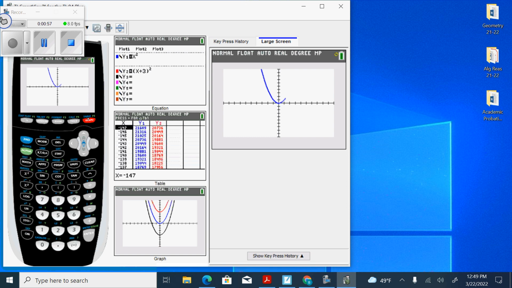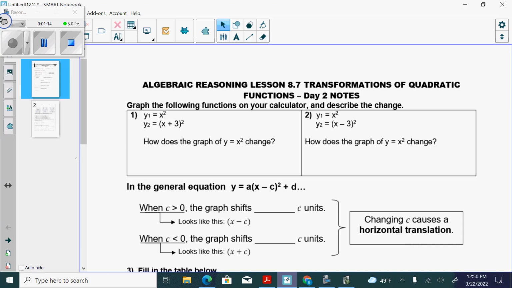The one there in blue is x squared, and the one in red is my x plus 3 squared. Well, what's the difference between these two graphs here? Right, move to the left. Very good. So that's what I'm going to put in. How did it change it? The parabola shifts left.